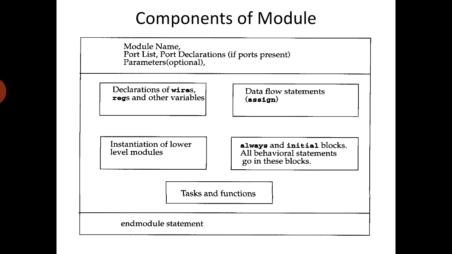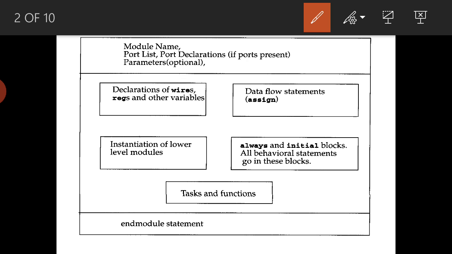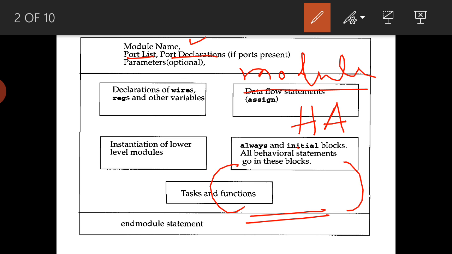So what are the different components of the module? The module will start with the module name, and port list, which means what the inputs and outputs are. Then port declaration. As I said earlier, it will start with the keyword module. After that, the module name. We will see in detail later. Next we need to write the module name, for example half adder or any user defined name. Then after that the port list, what the inputs and outputs are for this particular module.